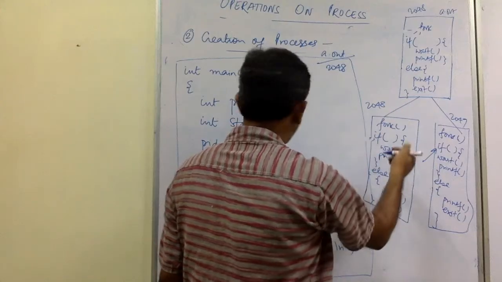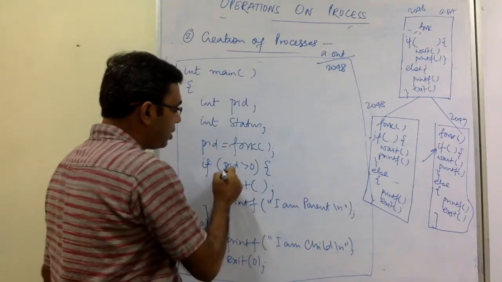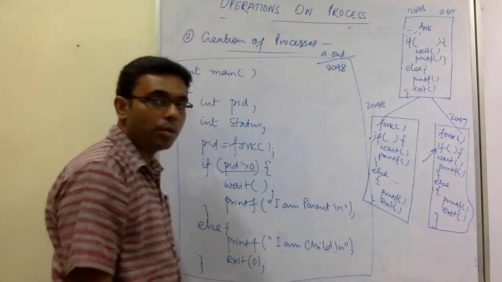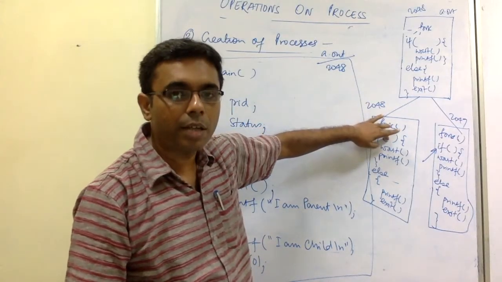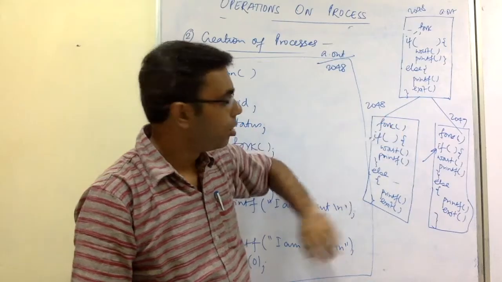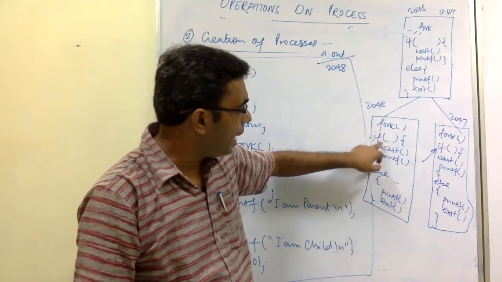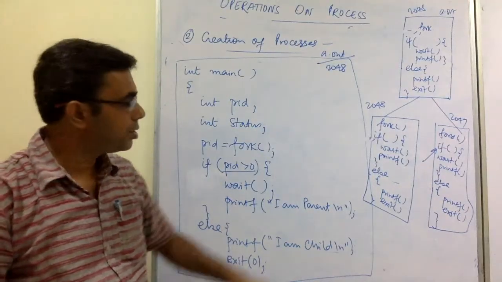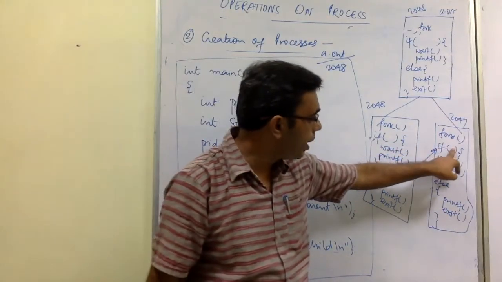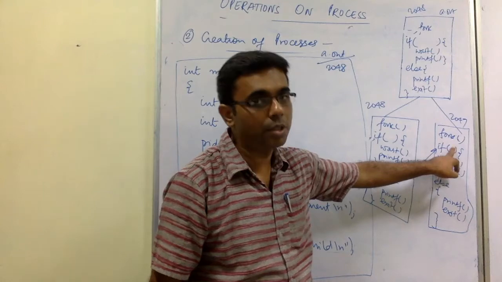Let's say we are the parent, the if condition gets checked, and the condition says that if PID is greater than or equal to 0. So if you are in process number 2048, automatically it means that this condition will be true, and if this condition is true, you will enter this if block. Okay. So if you are in the parent process, this condition will be true. If you start executing the child process, this condition will be false.